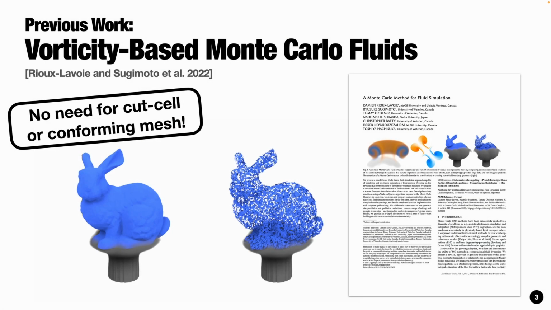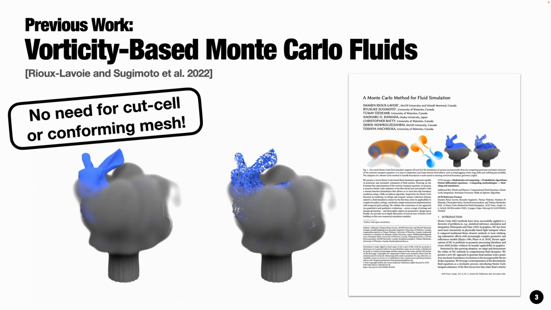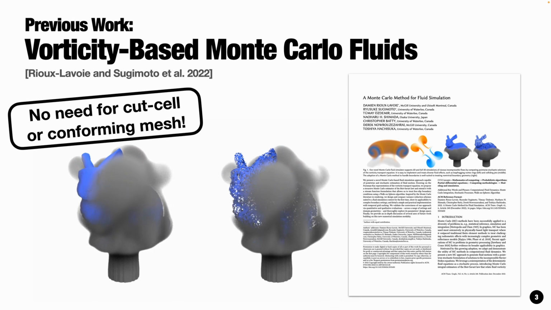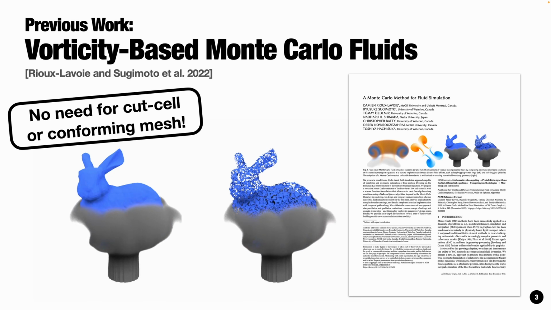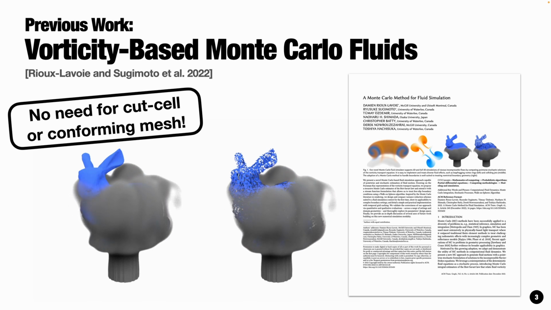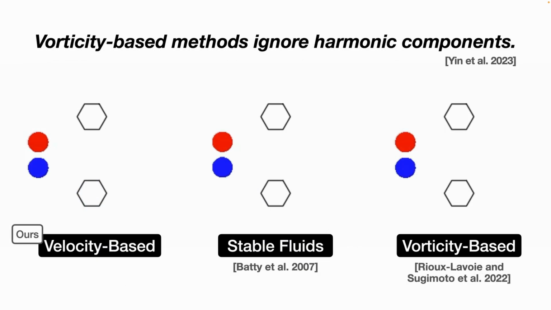The previous application of Monte Carlo techniques to fluid simulation problems showed some promising advantages of Monte Carlo methods, such as the capability to solve problems with complex boundary geometry without relying on cut-cell or conforming mesh. This previous work employed a vorticity-based formulation. It is known that vorticity-based methods cannot correctly treat the harmonic velocity components, as shown by Yin et al.